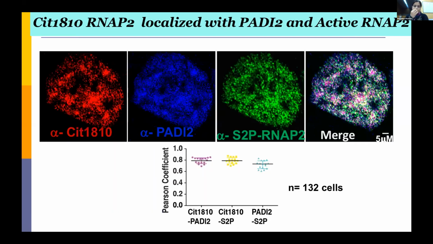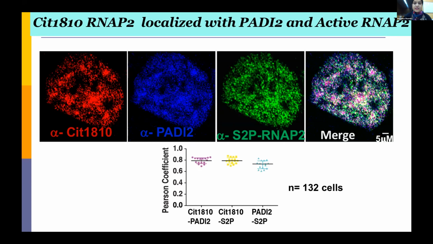So here I am showing you the immunostaining, a triple-labeling immunostaining, meaning that in red you are seeing the citrullinated form of RNA polymerase. Blue represents the label of PADI2, and green represents the elongating or active RNA polymerase II. You can see they are localized very well, as you see the red spot. On top of that, they are co-localized, as quantitation has been done in more than 100 cells. So this suggests that the PADI2-catalyzed citrullinated form of RNA polymerase is most likely an integral part of the transcription machinery.